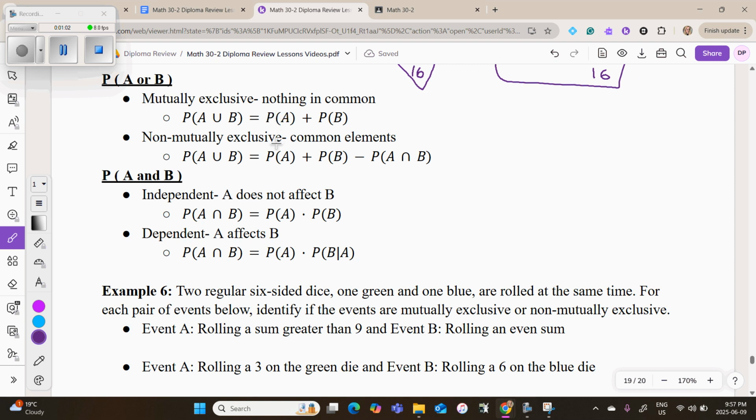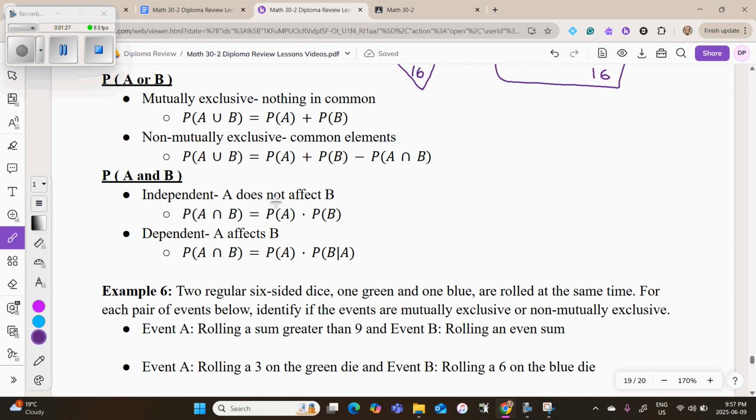Okay, you can also have non-mutually exclusive events in which you would have common elements. So we looked at lots of examples in this involving cards, right? For example, picking a 7 or a heart. We know that those are non-mutually exclusive because you can pick the 7 of hearts. So then that's when you would use this formula.